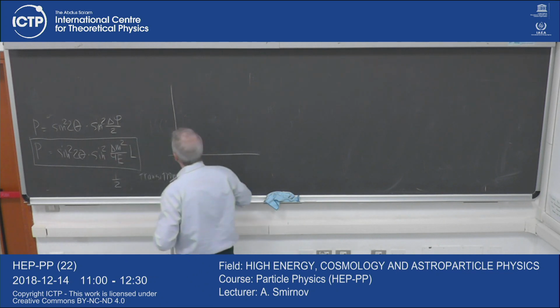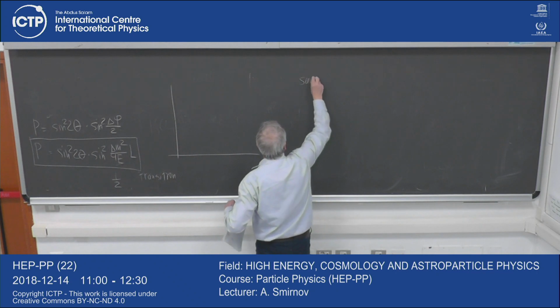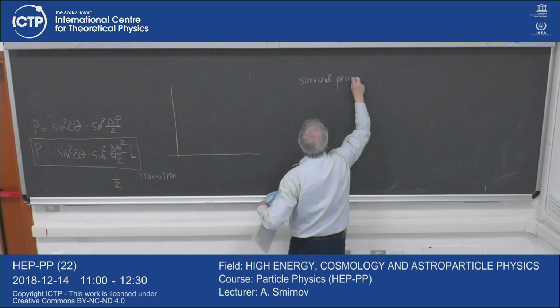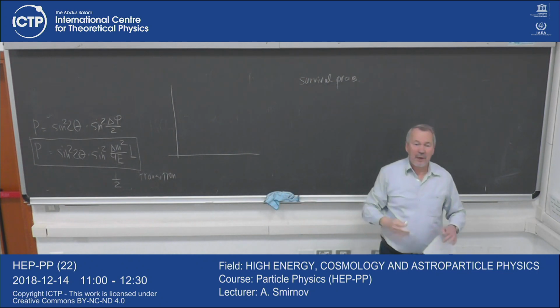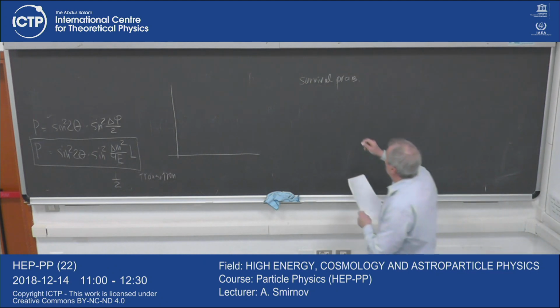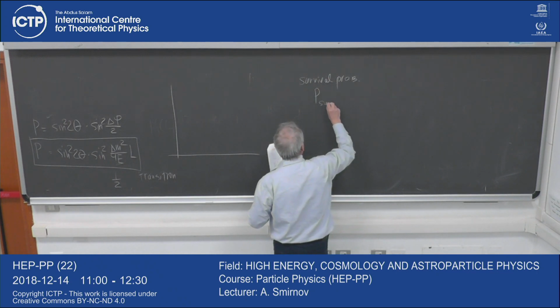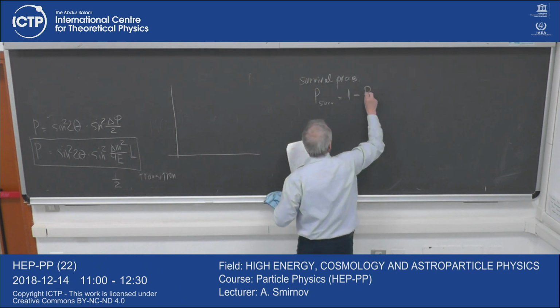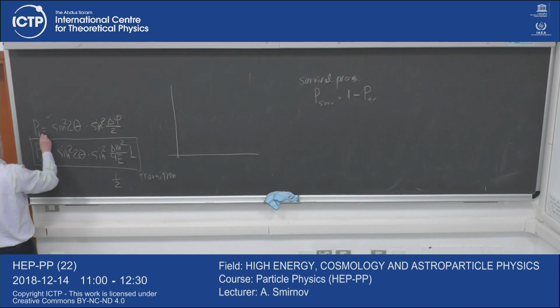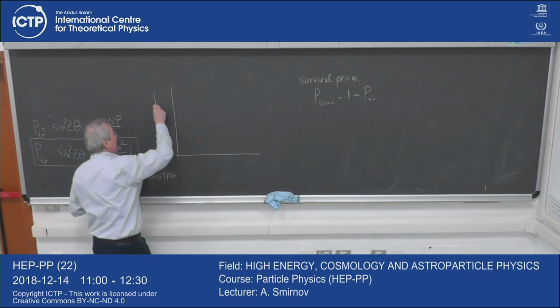So we can also introduce the survival probability, which means that you emit an electron neutrino in the initial state and ask what is the probability to still find an electron neutrino in your beam. This is what is called the survival probability. And this P survival equals 1 minus P transition. So let me put here transition. Okay. Now for the transition probability, I have the following picture.